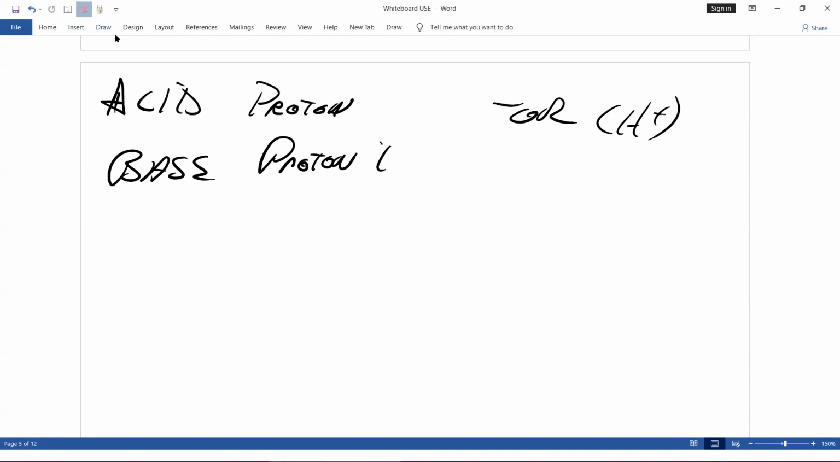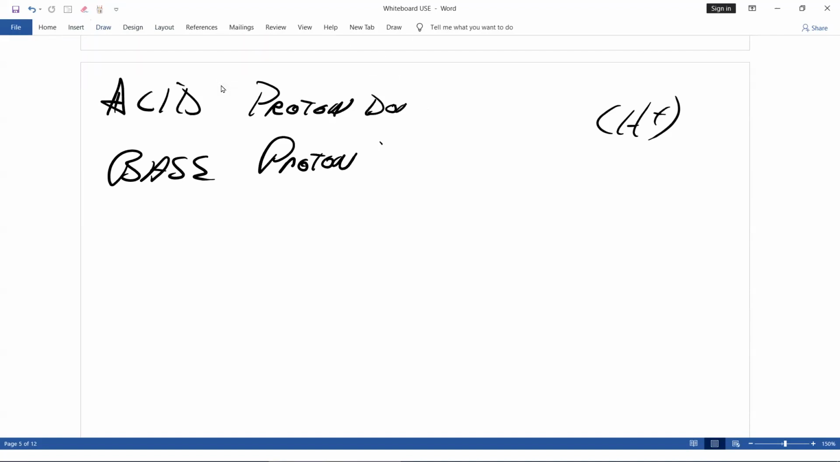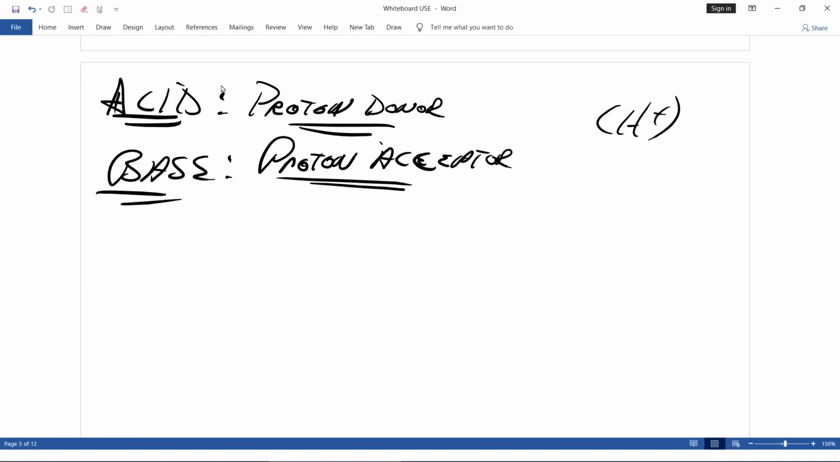Don't rush, because guess what? You make a mistake. An acid is a proton donor, a base is a proton acceptor, and a proton is H plus.